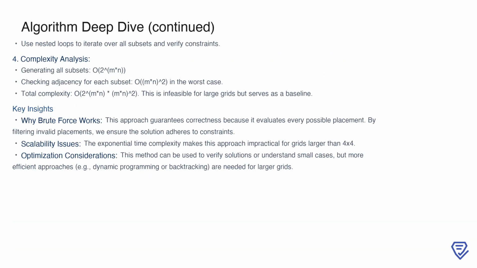To implement the brute force approach in practice, we use nested loops to iterate through all possible subsets of the grid and verify whether each subset satisfies the adjacency constraints. Let's now analyze the complexity of this method. First, generating all subsets of an M×N grid takes O(2^(m*n)) time because there are 2^(m*n) possible combinations of cells.